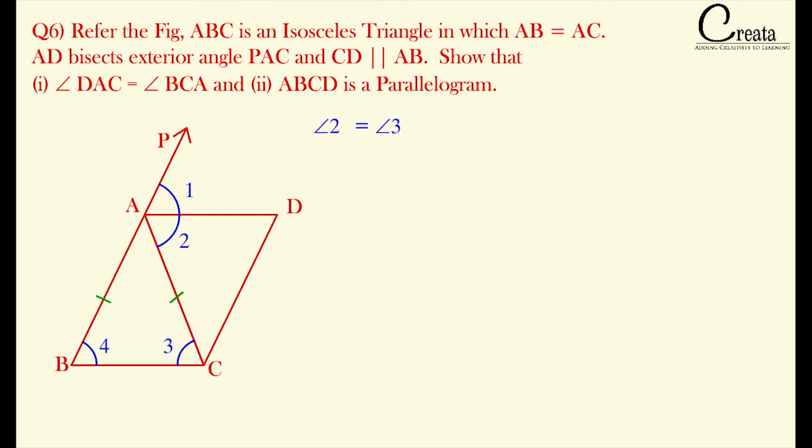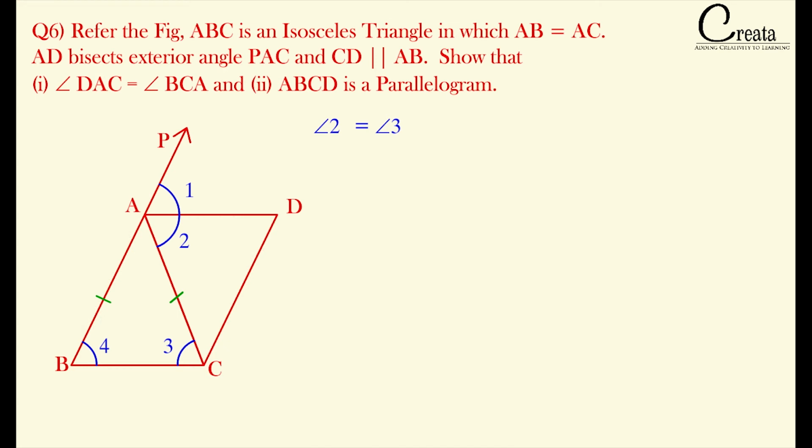In the second part, we have to show ABCD is a parallelogram. Let's isolate the quadrilateral ABCD. So this is a quadrilateral ABCD. We have to show this quadrilateral ABCD is a parallelogram. So how to prove a quadrilateral as a parallelogram? We have to prove the opposite sides of this quadrilateral are parallel to each other. And in this question, CD is given as parallel to AB. One side is given as parallel. If somehow we are able to prove AD is parallel to BC, then we can say ABCD is a parallelogram.